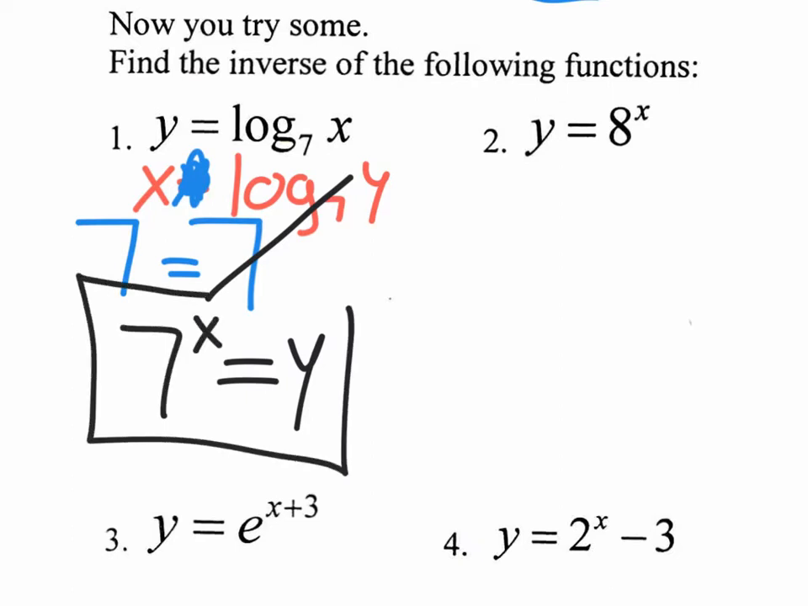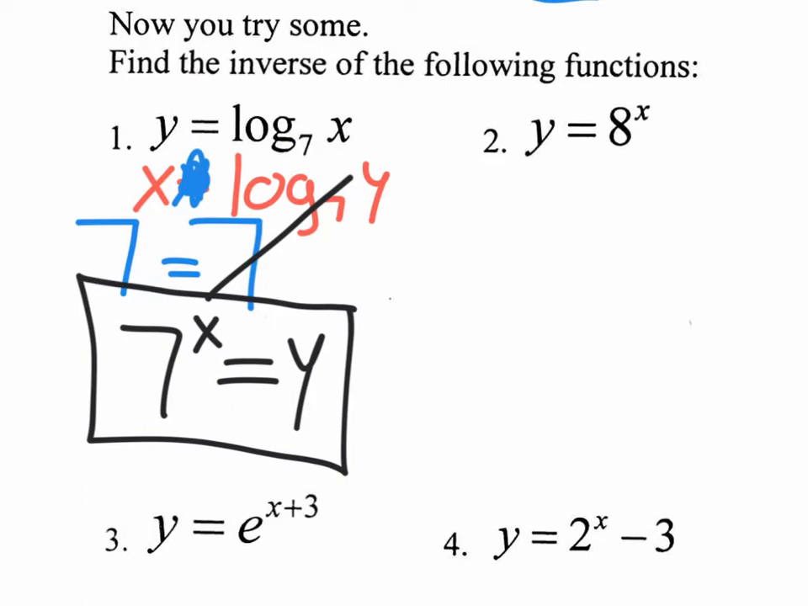Ladies and gentlemen, we have the inverse function. The original function was a logarithmic function. The inverse is an exponential function. And that's always the case. When you take the inverse of an exponential function, you're going to end up with a logarithm. When you take the inverse of a logarithmic function, you're going to end up with the exponential function. Okay? So let's take a look at this next one.